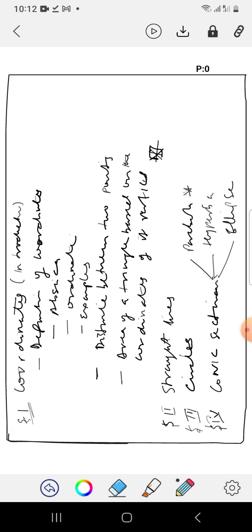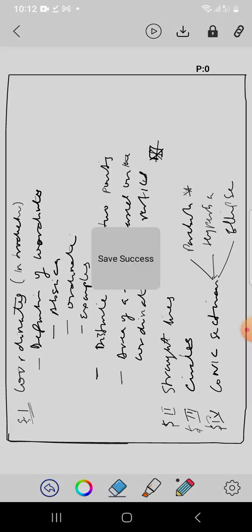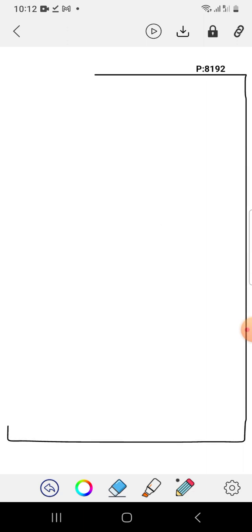So I'm going to save this page now. I'm probably going to send them to you later when the class is over, just for you to have something to go over. Now let's start with coordinates.